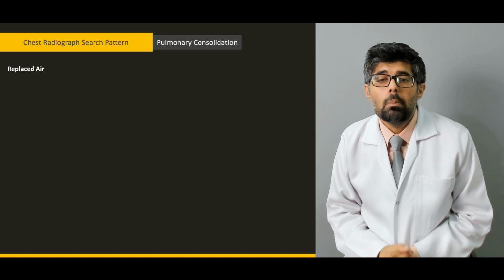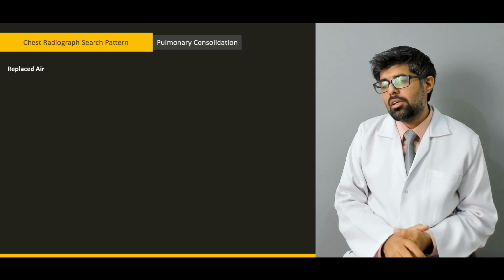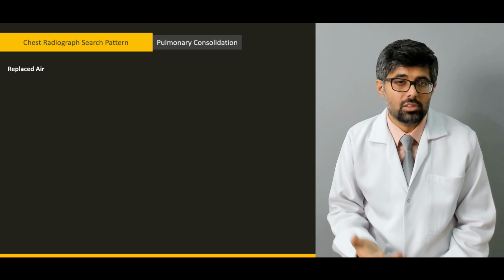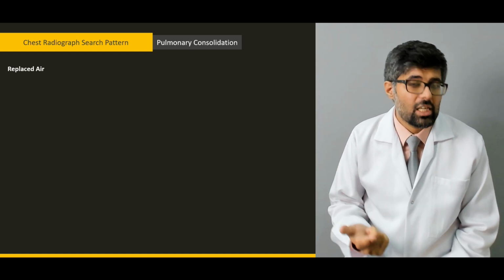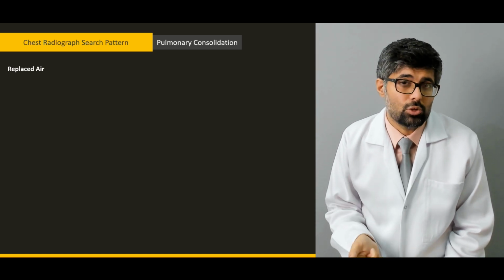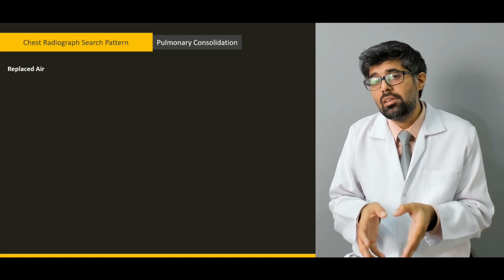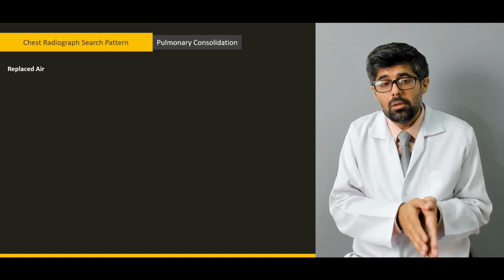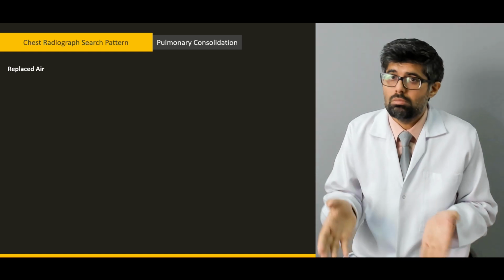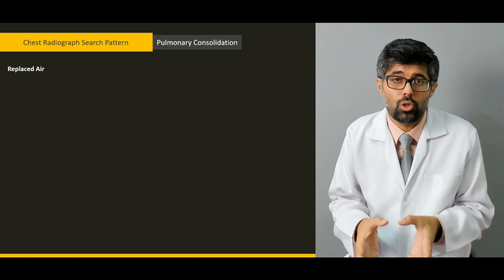Next, we have the pulmonary consolidation. Now, it is usually said that there are three C's that we have to look out for when studying the lungs: the consolidation, cavitation, and collapse. First of all, what is consolidation? Consolidation is when the air inside the lungs is replaced by either fluid or some mass or by blood. Whenever it is replaced, it's called consolidation.